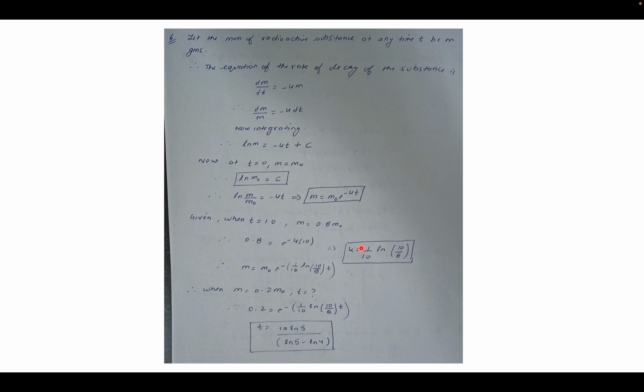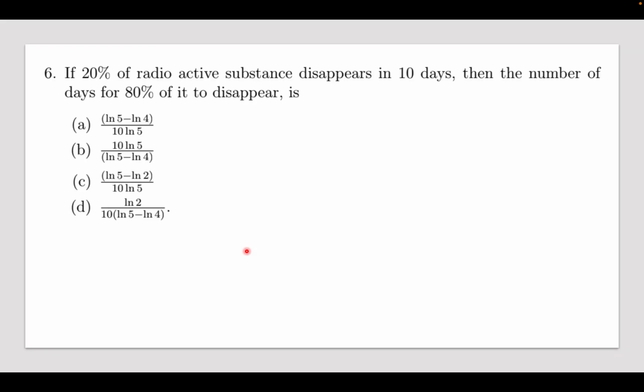Now you can completely express your mass in terms of initial mass as well as time. So you have this type of expression of m with respect to time t. Now what is the question asking? The question is asking how many days it will take for 80% of the mass to disappear. So if 80% of the mass disappears, you are left with just 20% of the mass. So 20% of the initial mass is 0.2 m naught. So basically you have m is equal to 0.2 m naught, and then you need to calculate the time corresponding to this mass.